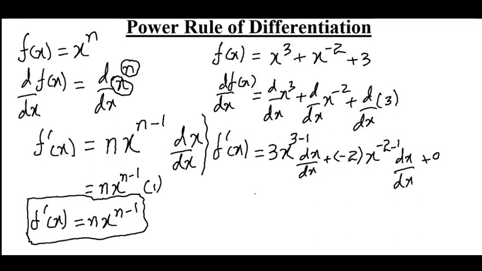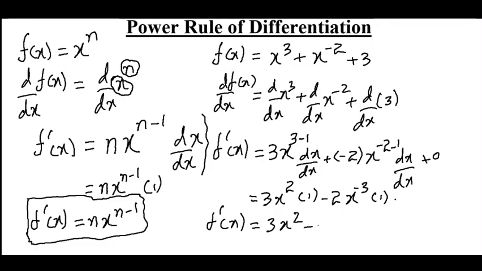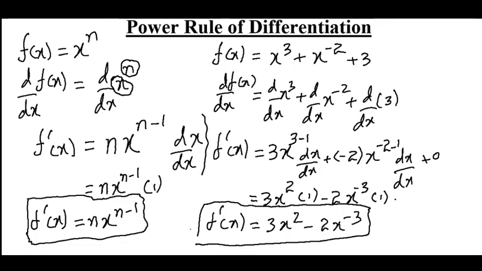So it will be 3 x power 3 minus 1, which is 2, and dx over dx is 1. This plus into minus is minus 2, x power minus 2 minus 1 is minus 3, and again dx over dx is 1. So this derivative will be 3x square minus 2x power minus 3. This is the derivative of the above function f of x.